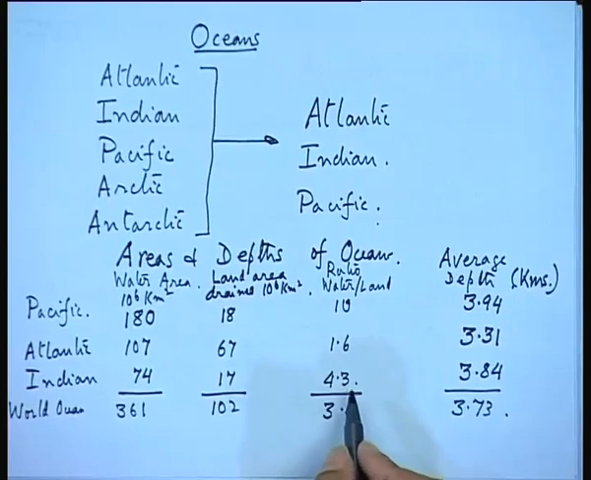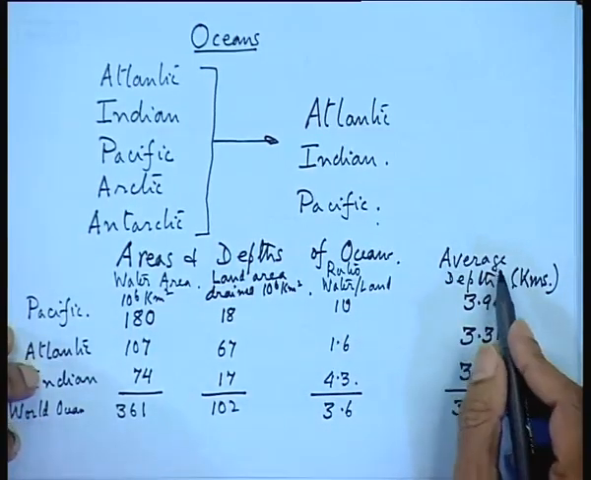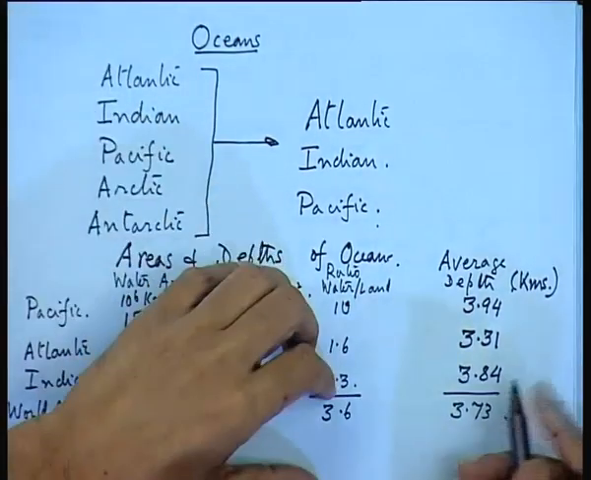So, in our country a large portion of the coastal area is drained by the Indian Ocean. So, that we should not neglect, and also the average depth is quite high, 3.84, almost near the Atlantic. So, this gives us some of the physical aspects, and coming to the age.